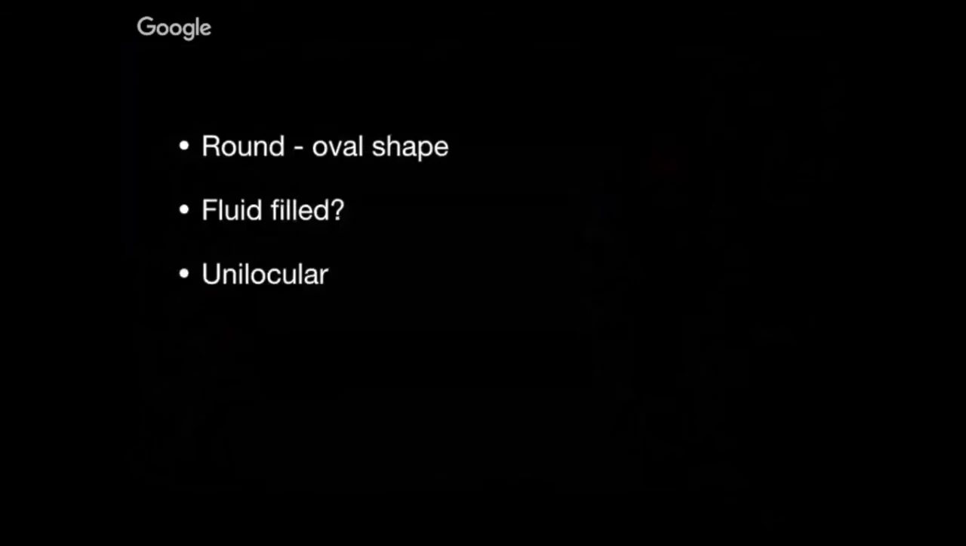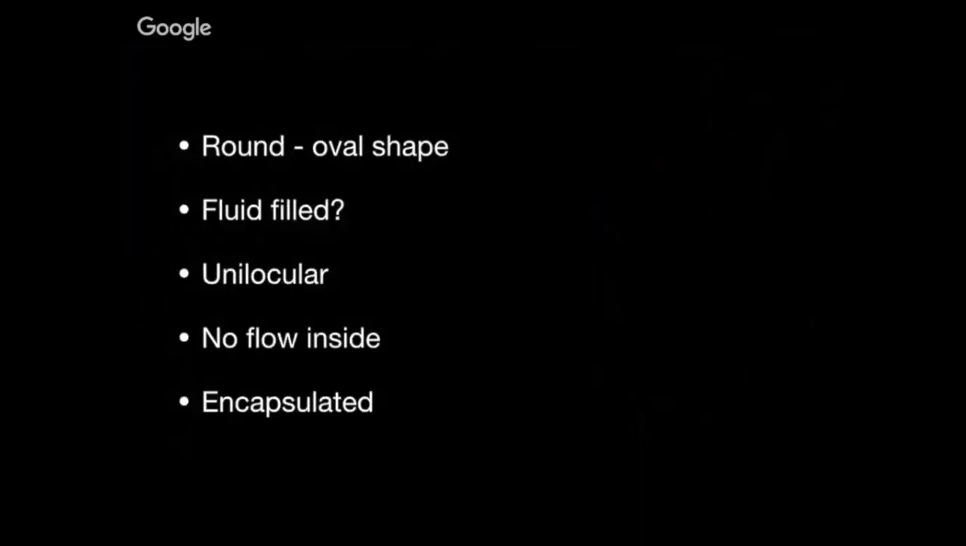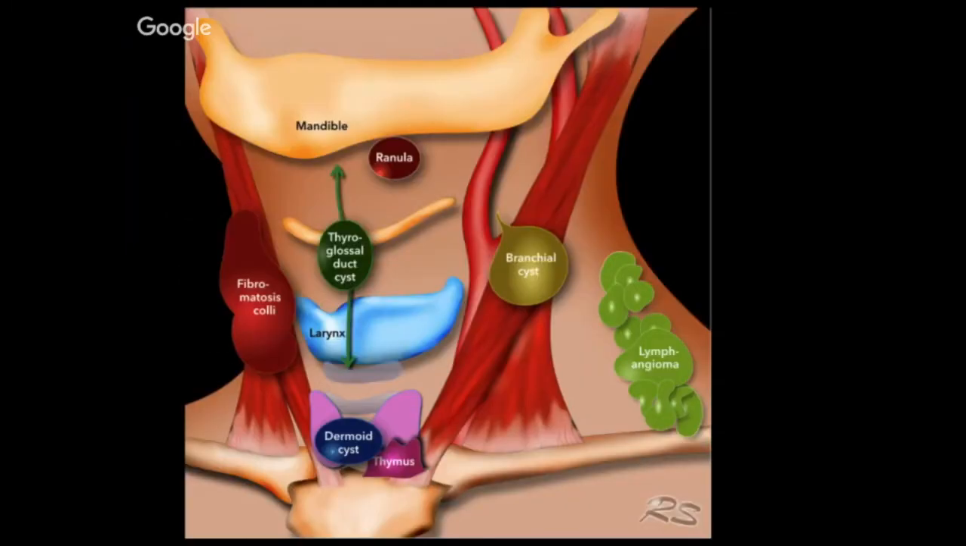Yes, absolutely. So now if you want to describe it, it's round to oval shaped. It's not really fluid filled because there is nothing moving in it, and it's firm. It's unilocular. There is no flow inside, and it's encapsulated. And so it's probably a branchial cyst.